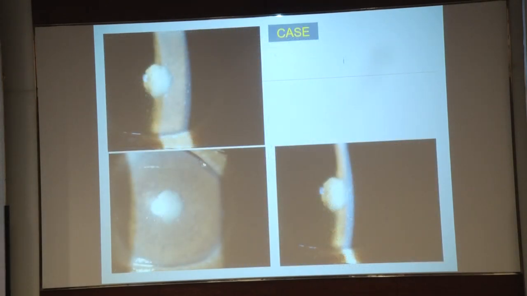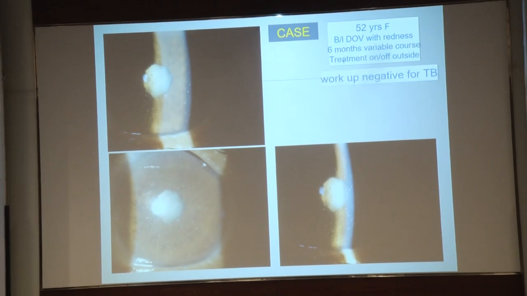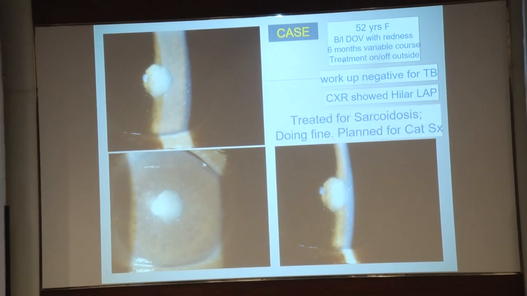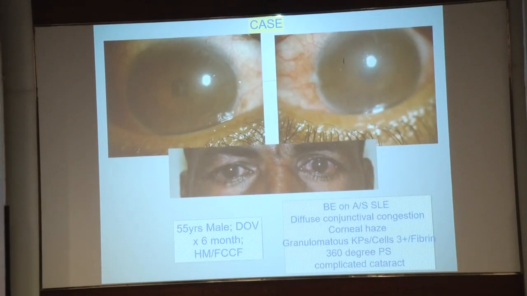This is another case where this is a middle-aged lady with granulomatous KPs, cataract, and this is actually a case of chronic uveitis with acute exacerbation. Patient was negative for tuberculosis workup. Chest X-ray showed hilar lymphadenopathy. The patient was diagnosed as having sarcoidosis, and on treatment, the patient is doing fine. Planned for cataract surgery. So a simple ruling out of tubercular etiology, chest X-ray, and the characterization of KPs in this case can help us diagnose and manage this case nicely.